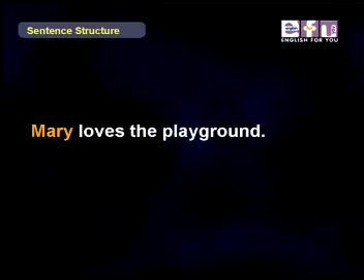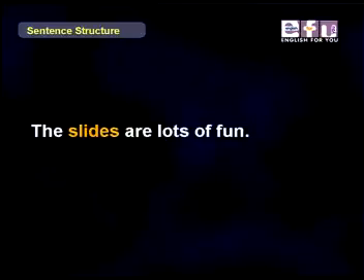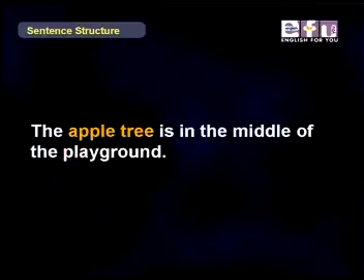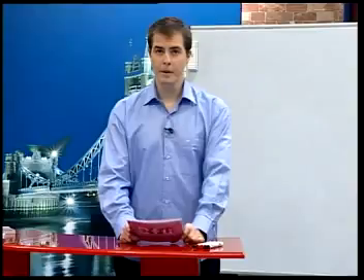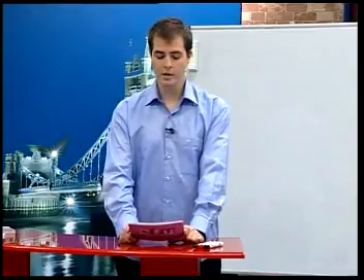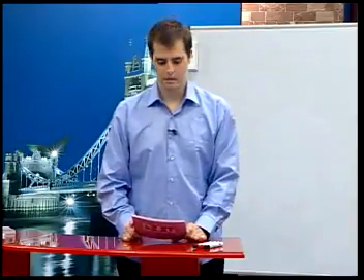Well, in the first sentence, Mary is the subject. In the second sentence, slides is the subject. In the third sentence, apple tree is the subject. And in the fourth sentence, brother is the subject. A verb is a word or a group of words that is used to describe an action, an experience, or a state. The verb usually comes after the subject, as in these sentences.